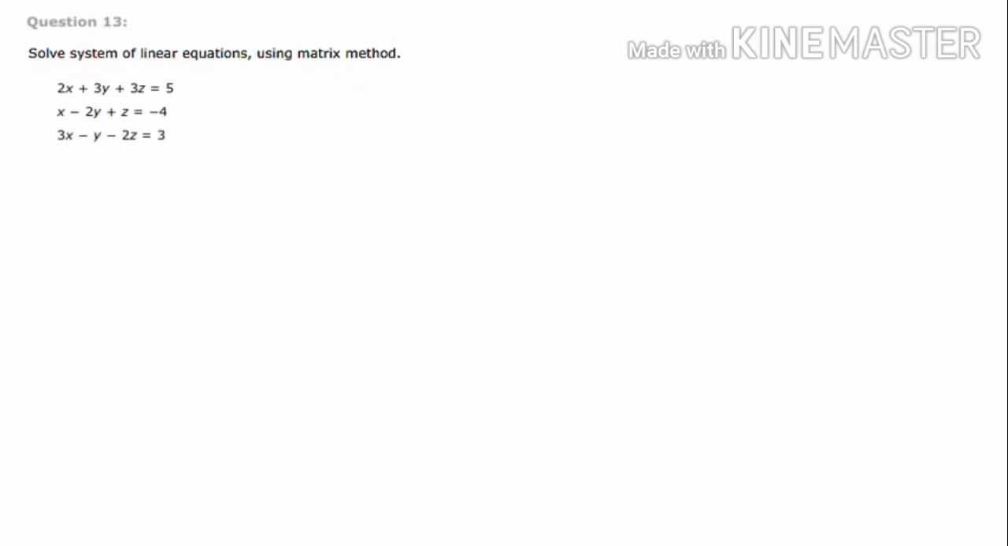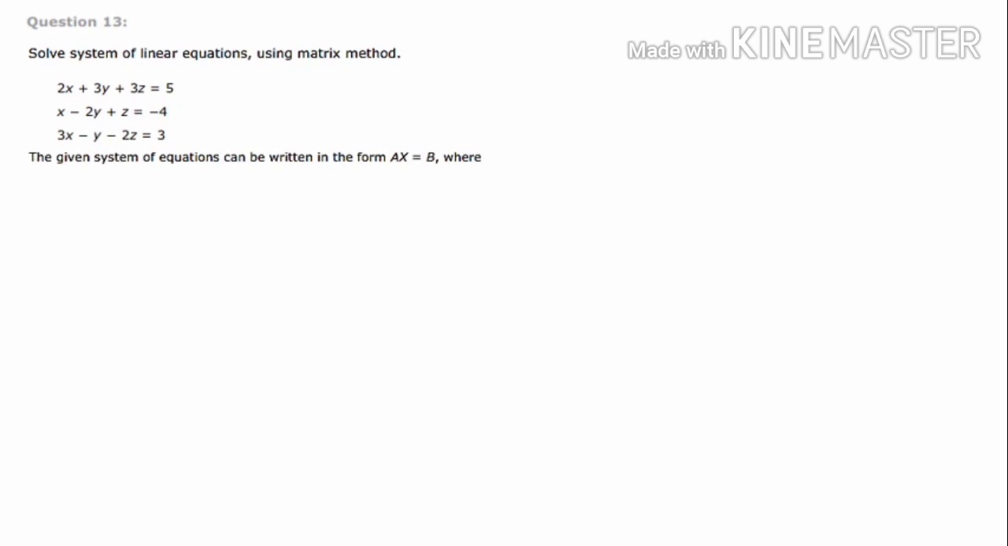Next we shall discuss question number 13. The question is to solve the system of linear equations using the matrix method. There are three equations given to you: 2x plus 3y plus 3z is equal to 5, x minus 2y plus z is equal to minus 4, 3x minus y minus 2z is equal to 3. The given system of equations can be written in the form AX is equal to B.